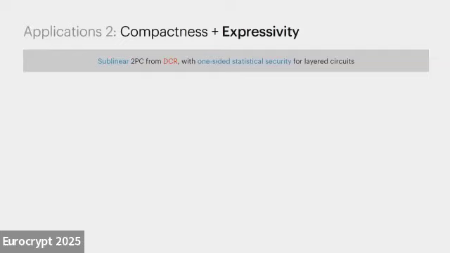The next application I want to talk about is what we get from our expressivity, which is that we evaluate a larger class of functions. And because of this, we get sublinear two-party computation from DCR, where one of the parties' inputs is information theoretically private. And this supports evaluating layered circuits. This follows from the fact that bilinear NC1 programs help evaluate log-log depth circuits, which in turn shaves the log-log factor from the communication of the 2PC protocol.